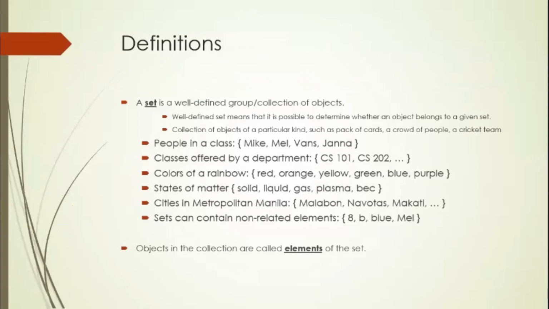A set can also contain non-related elements, just like what we are seeing right now: the number 8, the letter B, the color blue, and the word mill. Objects in the collection are called elements of the set. So the items that you see inside our curly brackets are your elements. These are the elements, and they are inside your curly brackets.